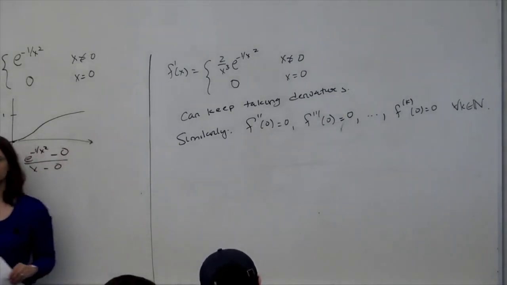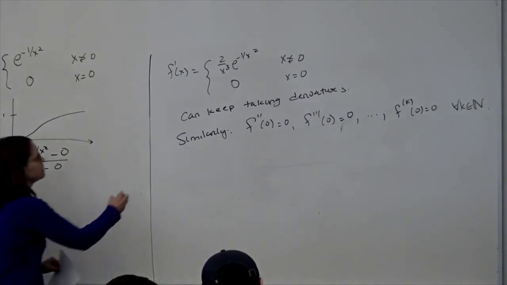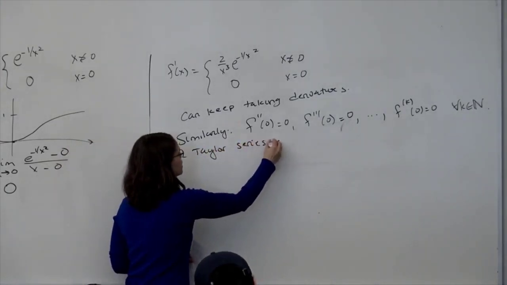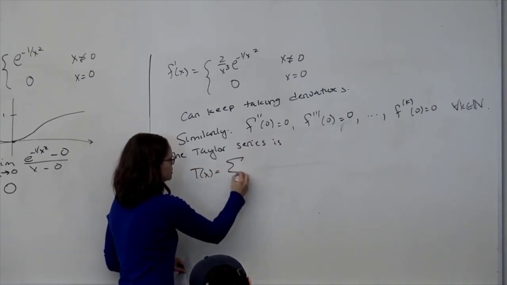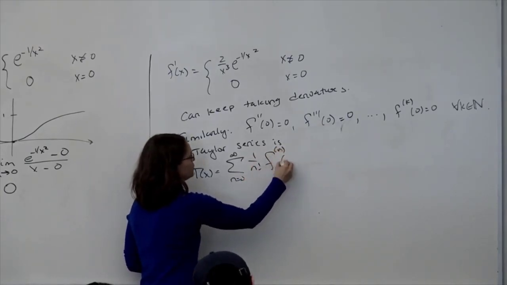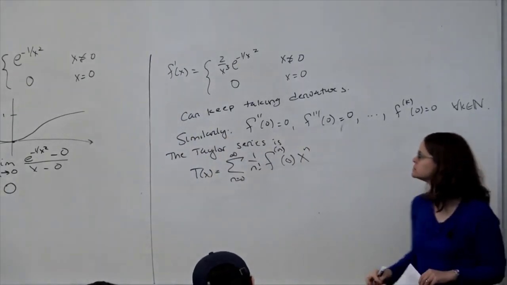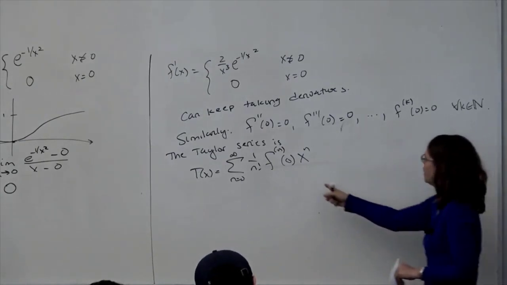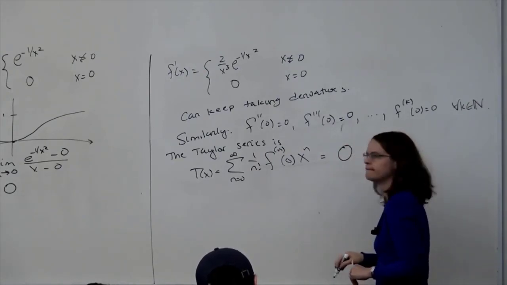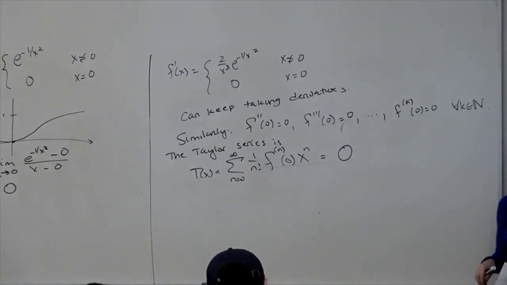Okay, so once we know all the derivatives of a function at the origin, we can write down its Taylor series. So the Taylor series is, okay, we have 1 over n factorial, the nth derivative at the origin, times x to the n. And all of these terms are always 0. Okay, so we wrote down the Taylor series.